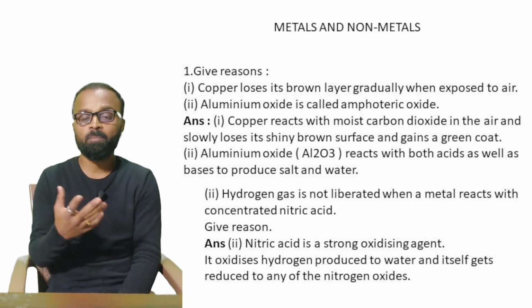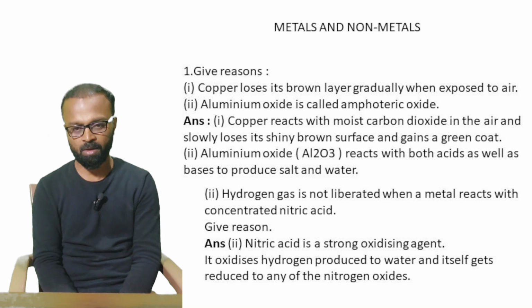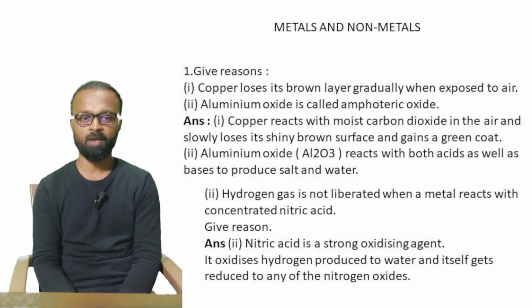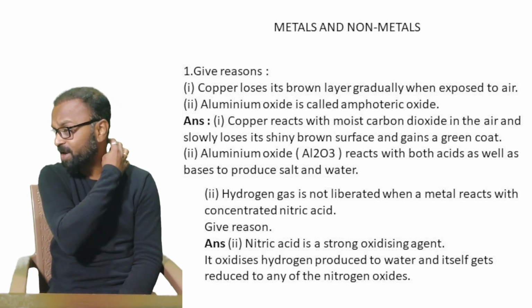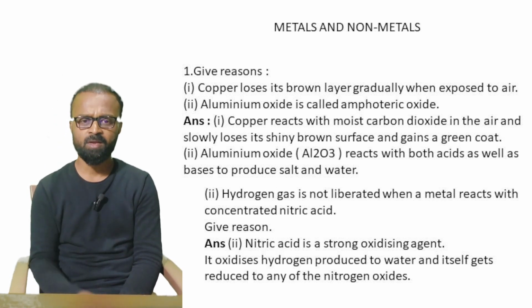What is the brown color of copper? It is going to corrode. It's going to lose the color. What is the reason they are asking? Then, aluminum oxide is also called an amphoteric oxide. What is the reason? Okay, now see here.